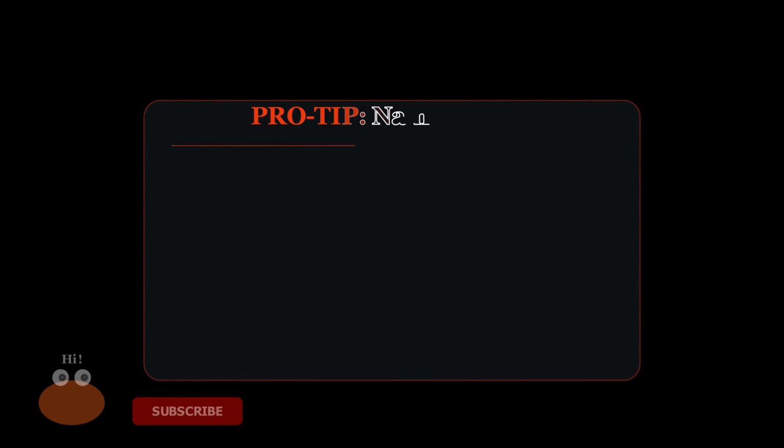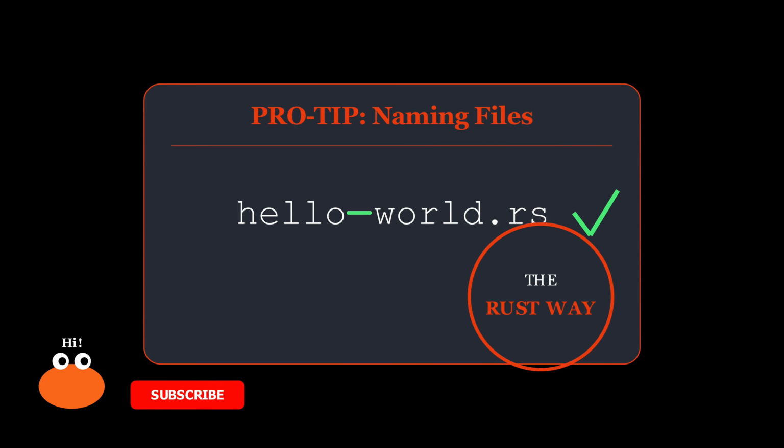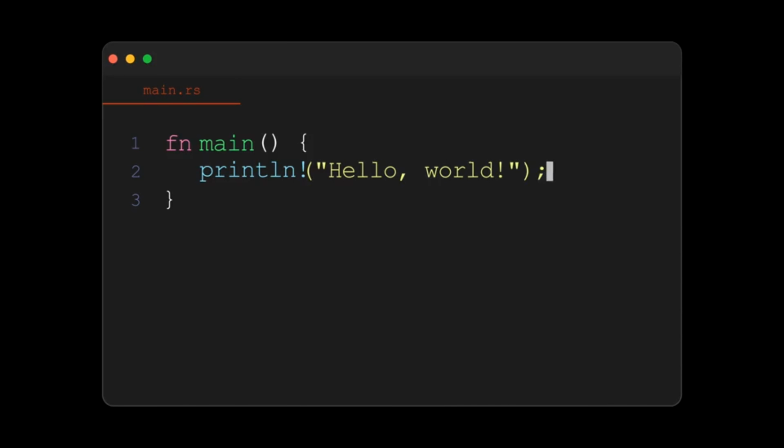A quick pro tip on naming conventions. If your Rust file has more than one word, you always use an underscore to separate them. It's just the Rust way. Now open main.rs in your favorite editor. You only need 3 simple lines to make magic happen. We declare fn main, open some curly braces, and inside we type println!, followed by "Hello, world!", and that's it.